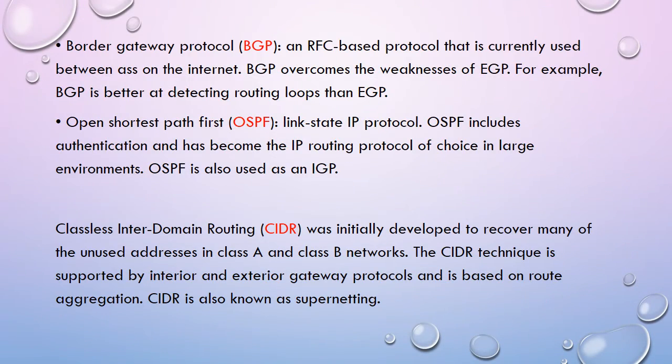Border Gateway Protocol, an RFC-based protocol that is currently used between autonomous systems on the Internet. BGP overcomes the weaknesses of EGP. For example, Border Gateway Protocol is better at detecting router loops than Exterior Gateway Protocol.